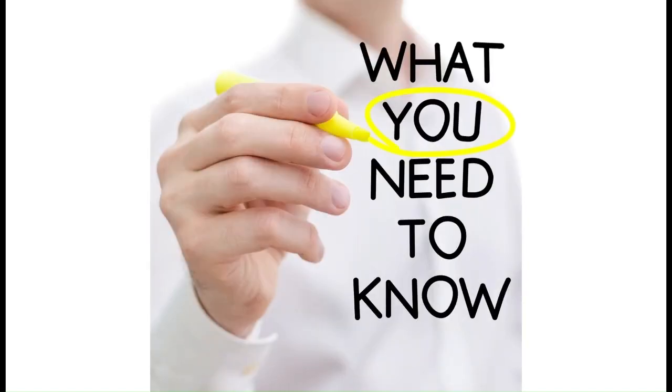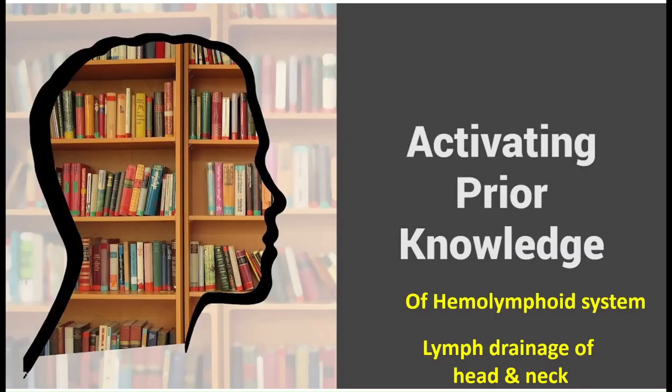After this exploration of a few examples of what can happen to the mouth and the tongue in different diseases, now what do I need to know? The need here is very important knowledge, and that is lymphatics draining the tongue and the mouth, and therefore you need to activate your prior knowledge of the hemolymphoid system, especially the subject of lymph drainage of the head and neck.